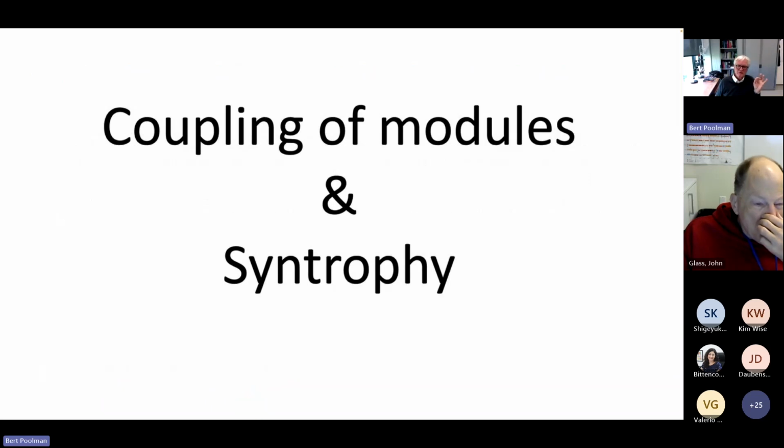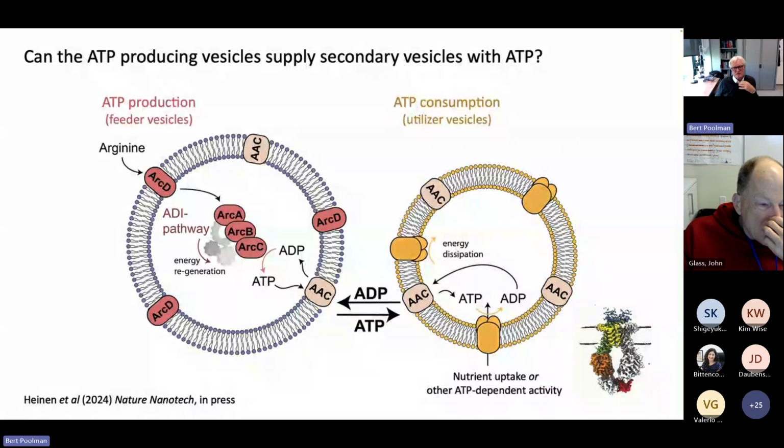Okay, can we do something useful with it? So can we couple the modules? And so what we did next, we used the same vesicle systems that excrete ATP, but now have the ATP taken up by secondary vesicles that consume ATP. And in this example that I will show, it has a transport protein that controls the volume of these vesicles. And so it consumes ATP, ADP is formed, and ADP then should go back to these vesicles and then be recycled.